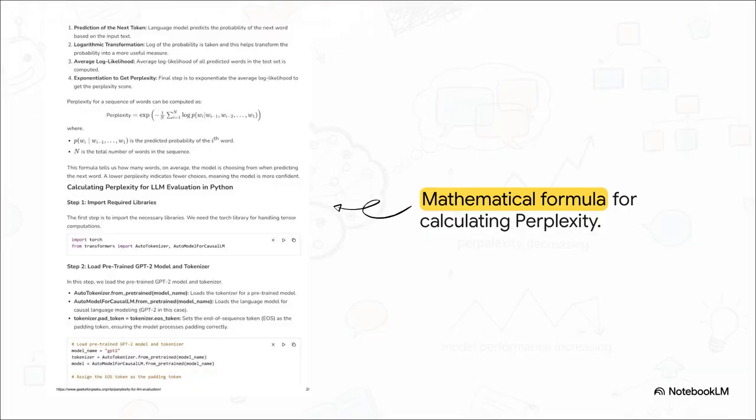Now, if you look closely at the underlying formula here, notice that exponentiation right at the very beginning, wrapping around the average log probabilities. But honestly, the absolute most important takeaway from this equation isn't memorizing the symbols, it's understanding the output. This formula essentially tells us how many words, on average, the model is currently choosing from. So, a lower perplexity indicates fewer choices, which means the model is much more confident.